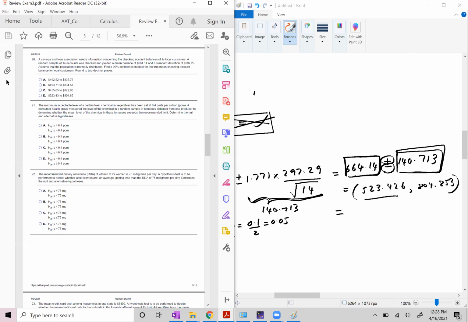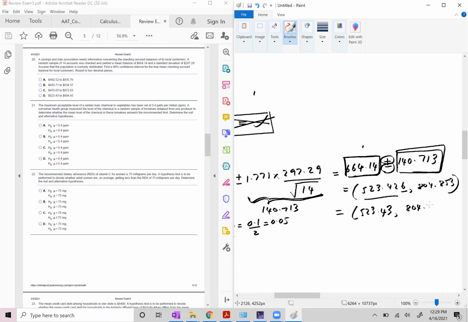The answers are given up to two decimal places, right? So I'm taking my answer up to three decimal places so that I can round it to the second decimal place, right? So when I round it to the second decimal place, I will get 523.43 here because I have 6 in the third decimal place. And for the other one, 804.85 because the third decimal place is 3, right? And the answer for question number 20 is D, okay?